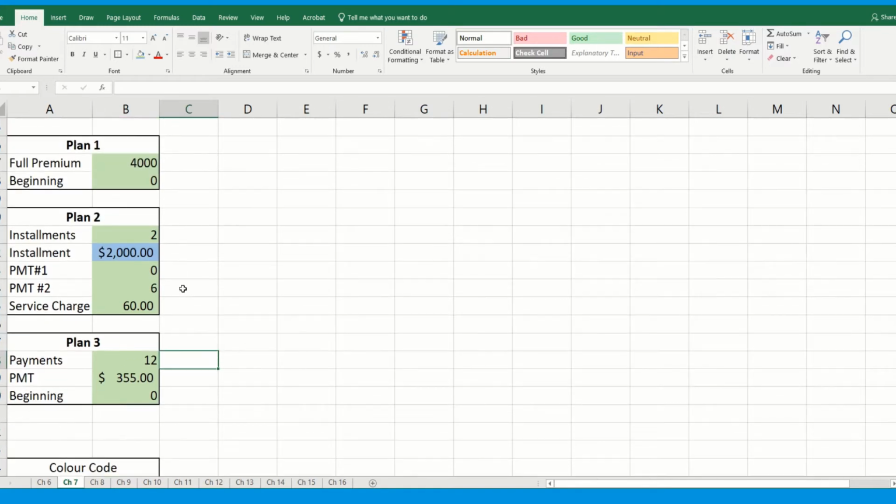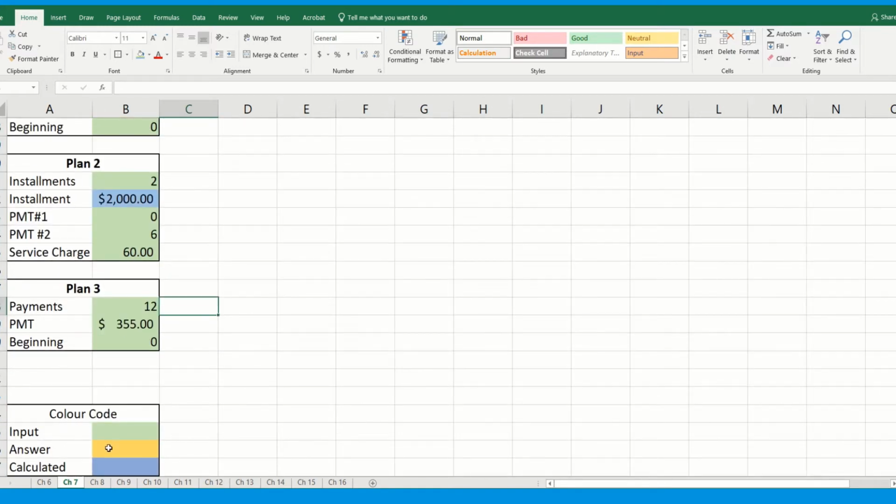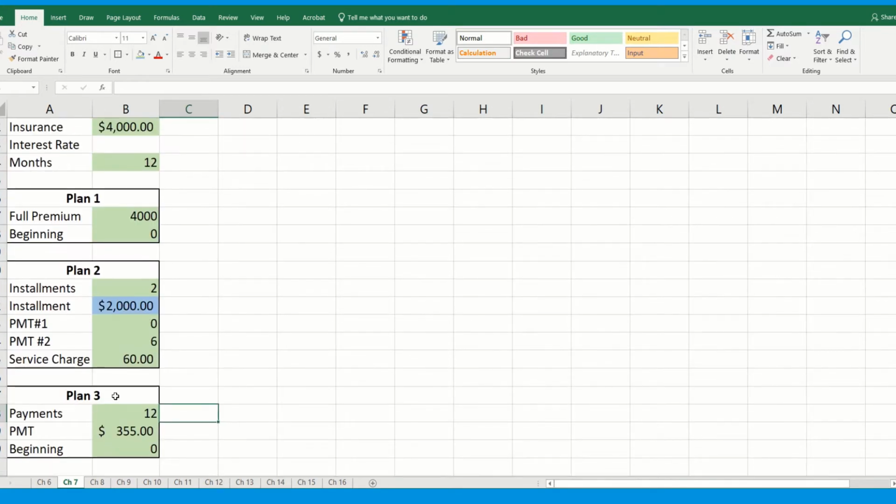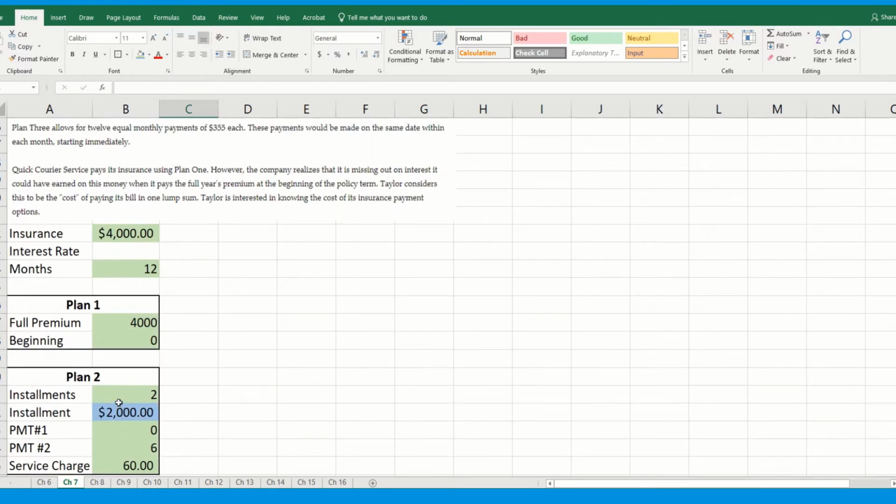Okay, so now that I've got my color coding, I've entered the information from the question or from the actual scenario. I haven't done anything else yet. I haven't started on my questions. So I'm just going to save that, and we'll continue on with the questions.